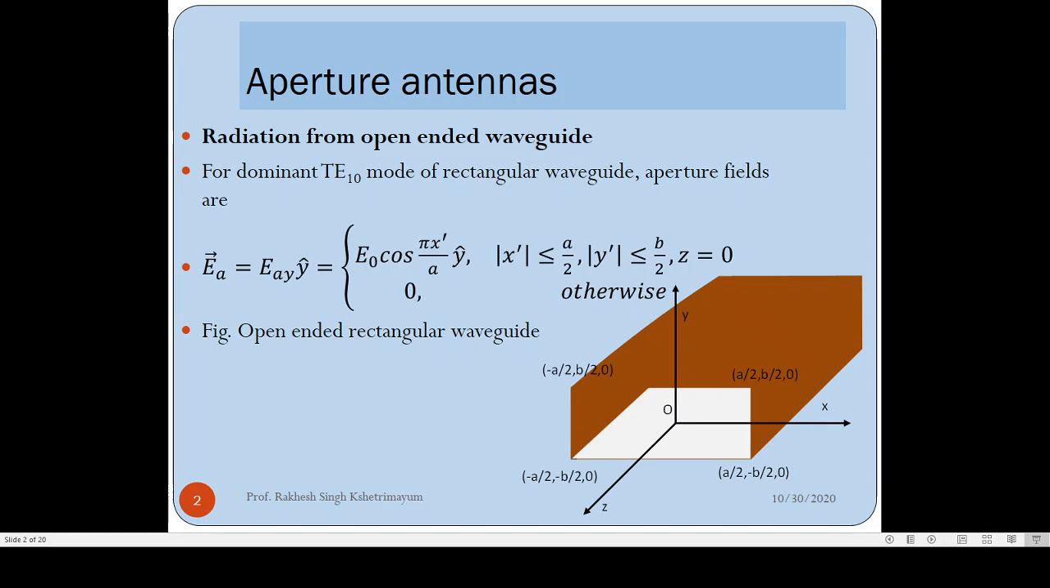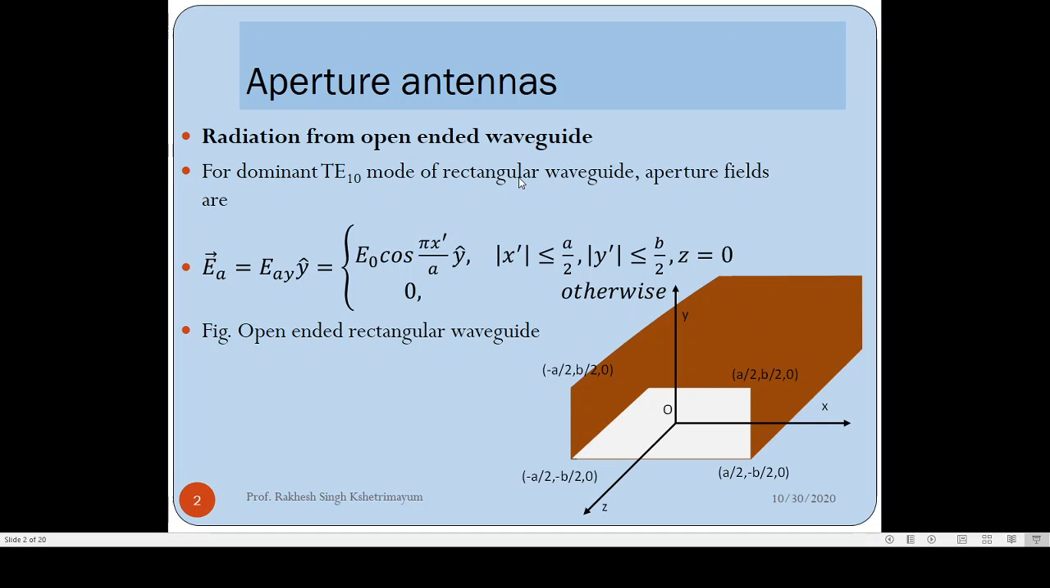In this class, we'll discuss the open-ended waveguide. First, we'll consider the open-ended rectangular waveguide. This figure shows an open-ended rectangular waveguide. The dimension along the x-axis is A, along the y-axis is B. Usually A is greater than B.